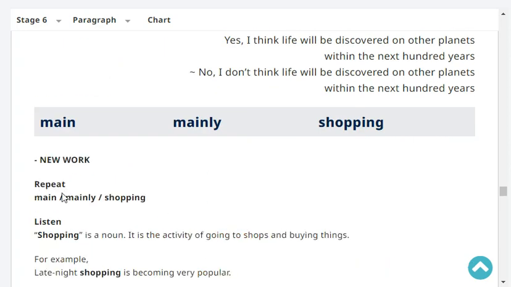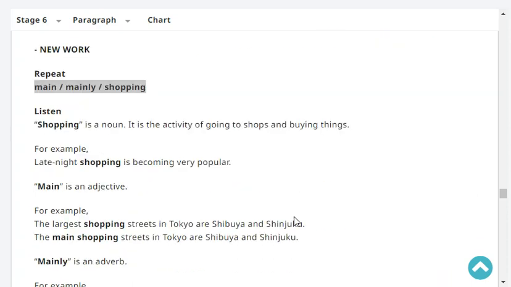Next, repeat. Mainly, shopping. Very good. Okay, listen. Shopping is a noun.